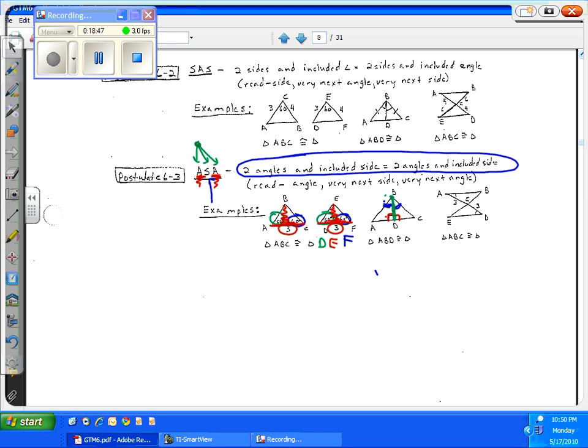You might notice we have an arc. There's an angle. We have the green side, that's the very next side, and we have the 90 degrees. So here we see, as we look at what's marked there, we have an angle marked, we have the very next side marked, and we have the very next angle marked. So we're seeing angle, side, angle in the picture, you see.